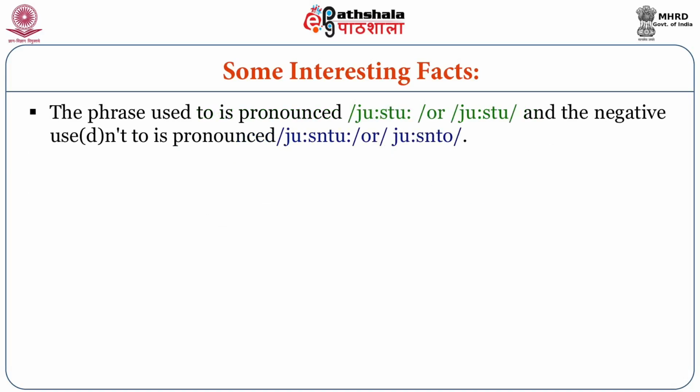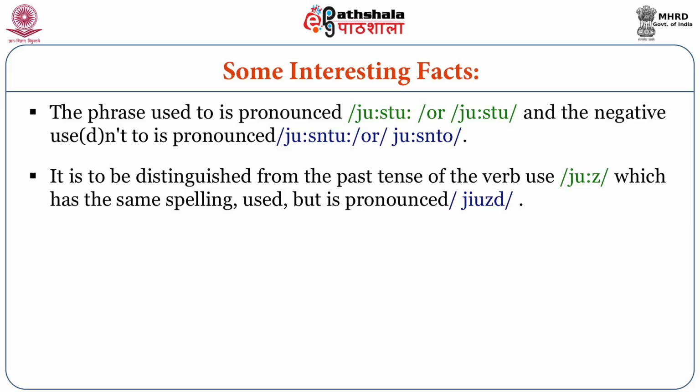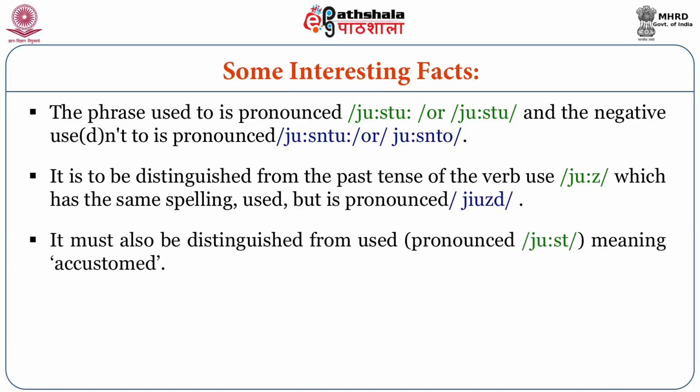The phrase used to is pronounced in one way, and the negative used not to is pronounced another way. It is to be distinguished from the past tense of the verb use, which has the same spelling, used, but is pronounced in a different way. It must also be distinguished from used, meaning accustomed. I am used to doing such things.